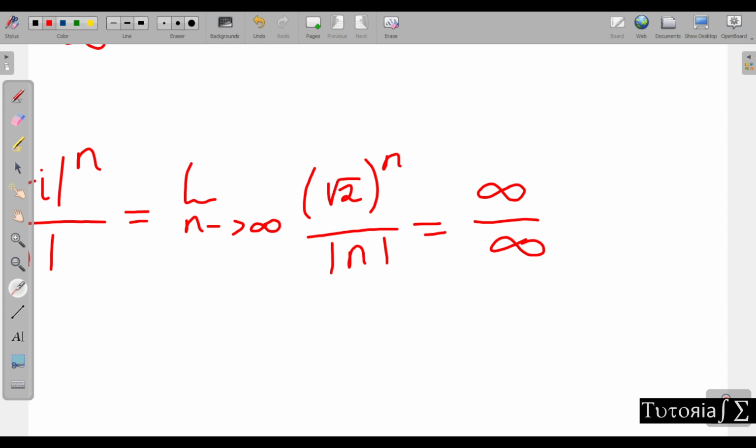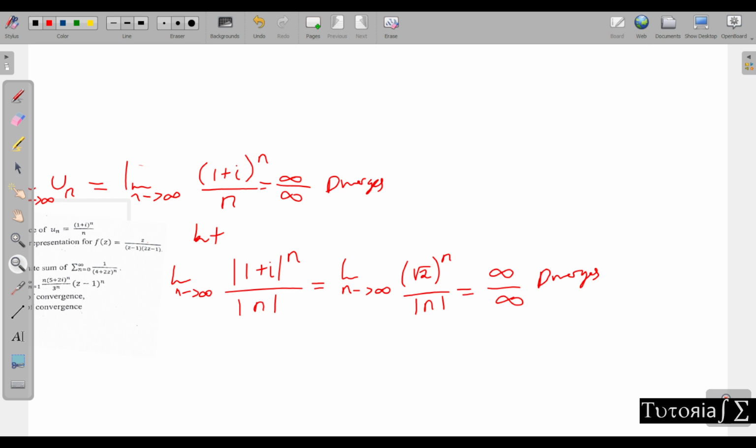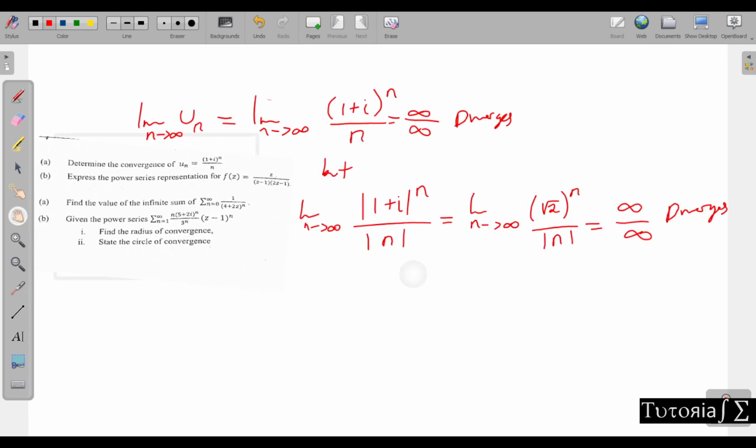It could be found that when you take the absolute value, maybe if we had a 1 there on top and something there, it would converge because we would have a real number, 0. But this still approaches infinity over infinity, which diverges. So in simple terms, this sequence diverges. That is how you're supposed to solve the first one.